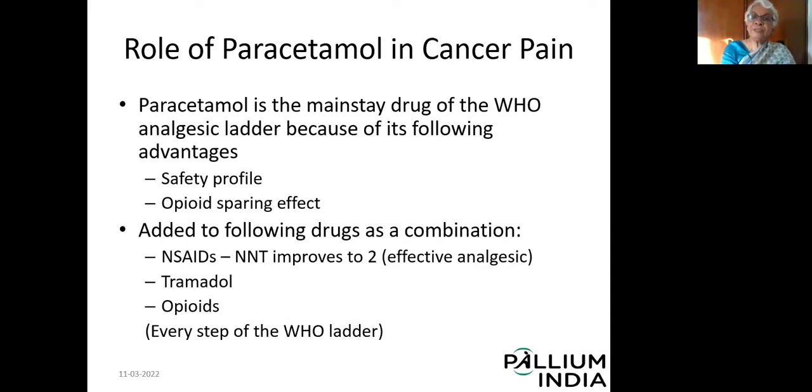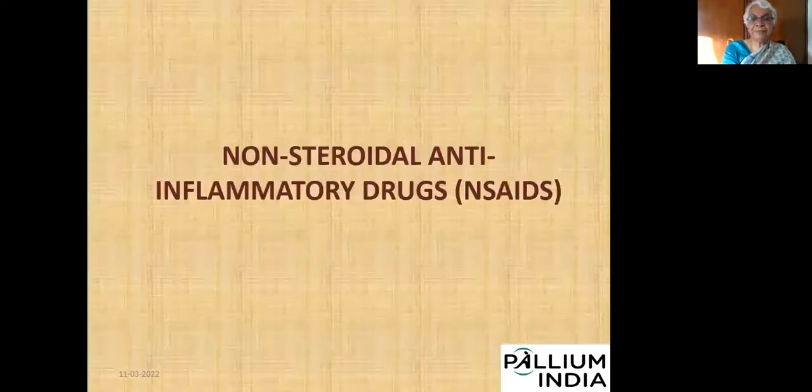So what is the role of paracetamol in cancer pain? It is the mainstay drug of the WHO analgesic ladder because of its safety profile and because it has an opioid sparing effect. When you combine paracetamol with a drug like morphine, you can actually decrease the dose of morphine that you're giving. That's called an opioid sparing effect. When you add it to drugs like NSAIDs, it will improve the NNT to 2. It becomes effective. It can also be added to tramadol and opioids. So it can actually be added at every step of the ladder.